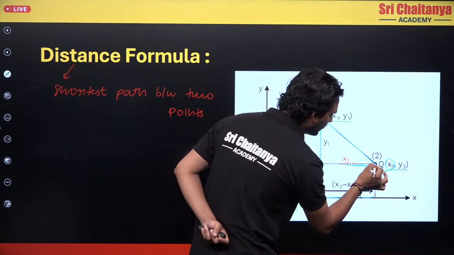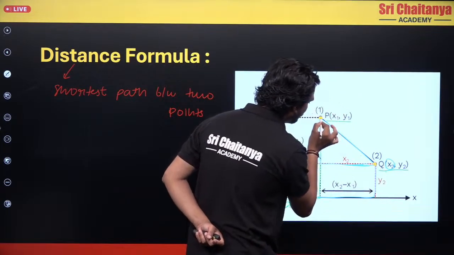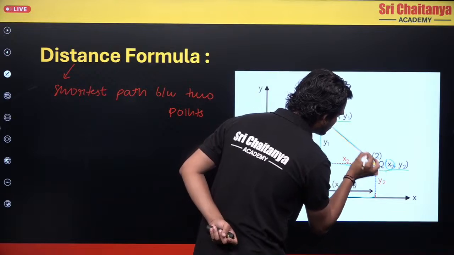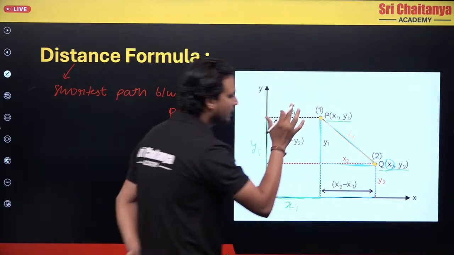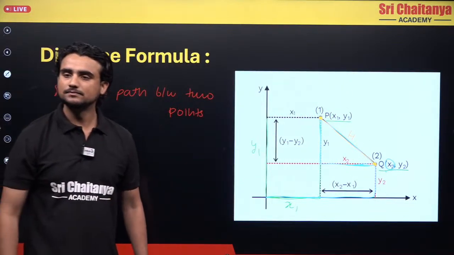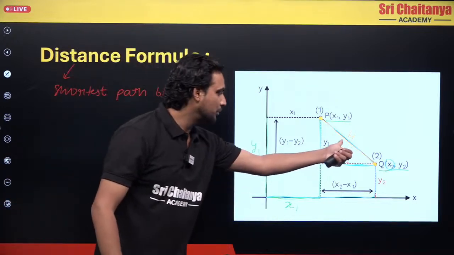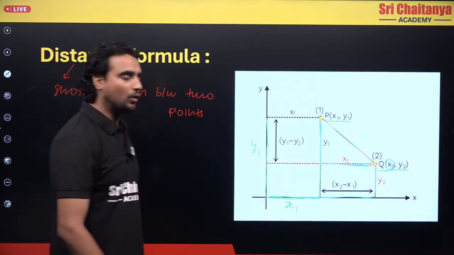Point 1 or point P and point 2 or point Q, if I connect them with a straight line. So can I say for this triangle, this is the hypotenuse? And since this is the hypotenuse, now what can I say?